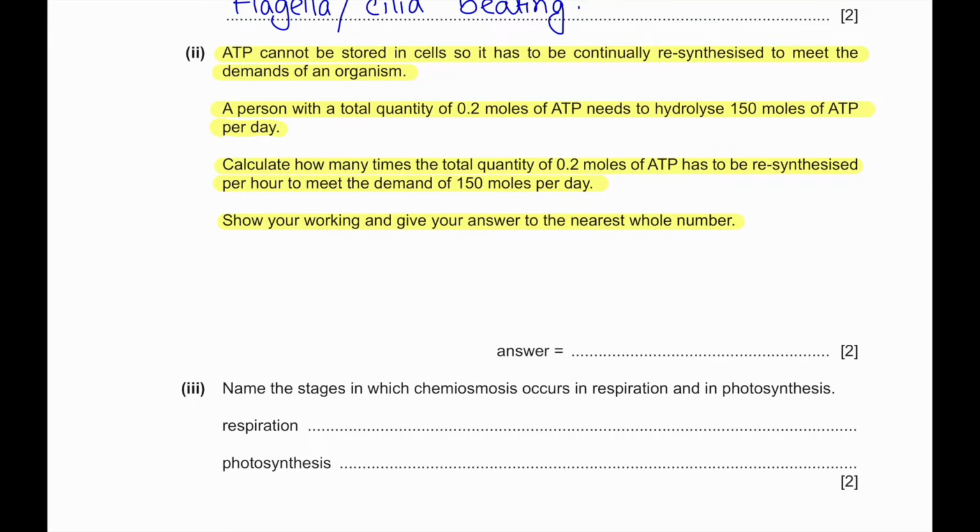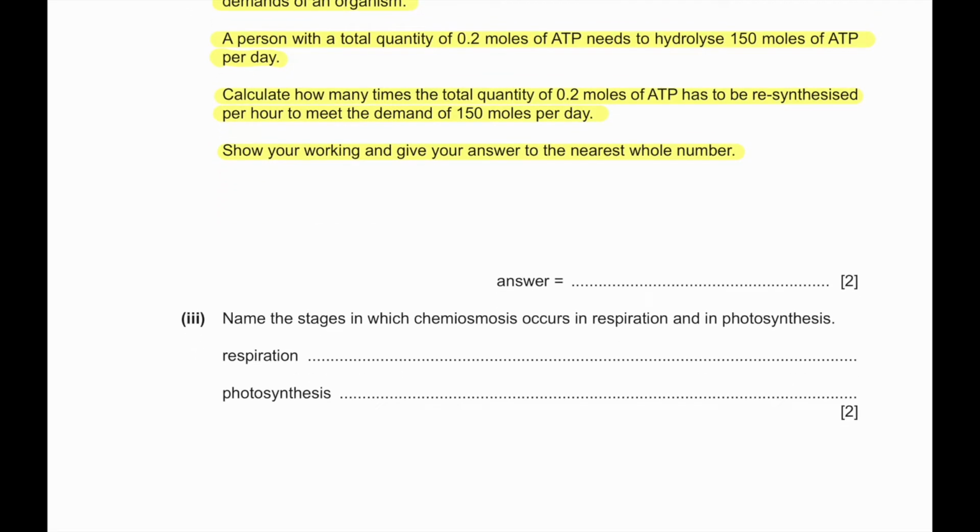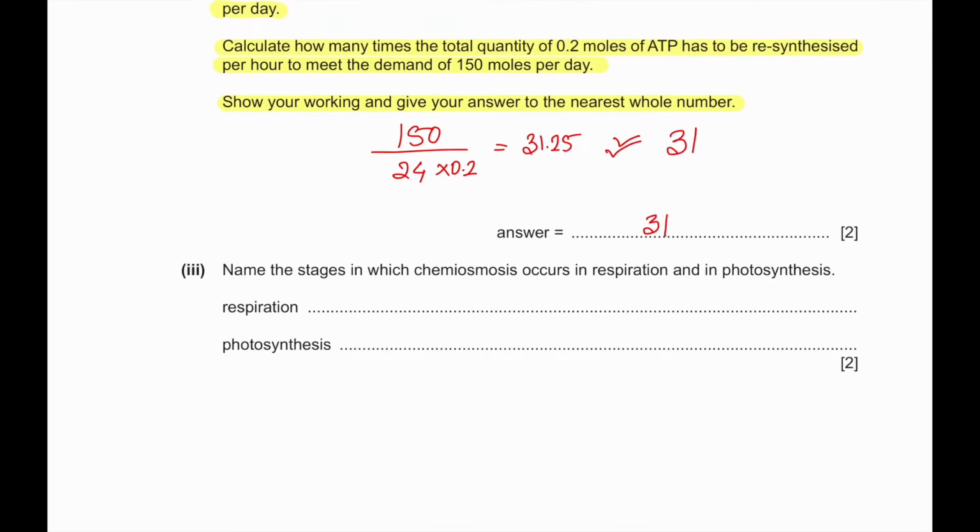Total quantity of 0.2 moles of ATP. So first of all, in 24 hours, 150 moles. So we'll divide it by 24, and then we will divide it by 0.2. So the answer will be 31.25. Since they want the answer as a whole number, the answer will be 31. So it has to be resynthesized at least 31 times.